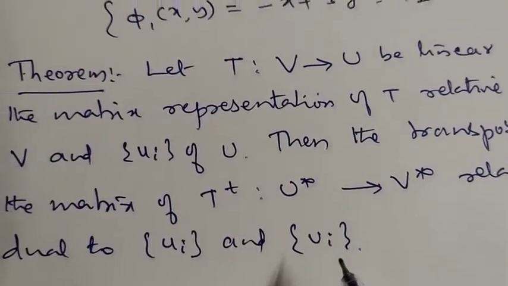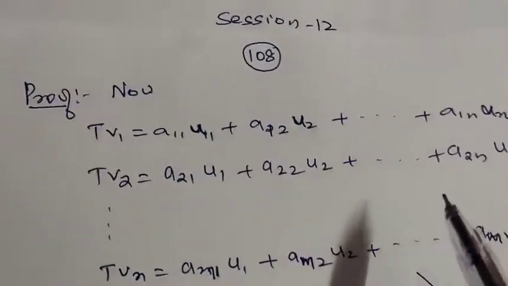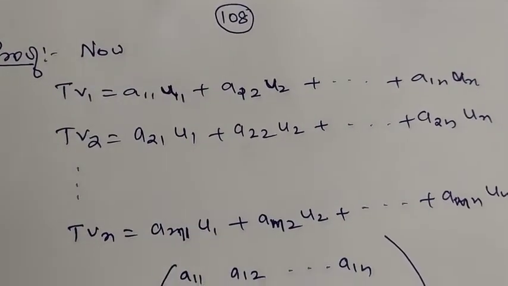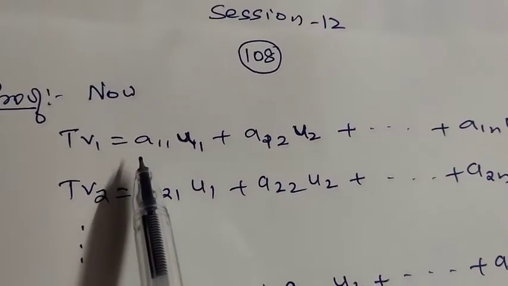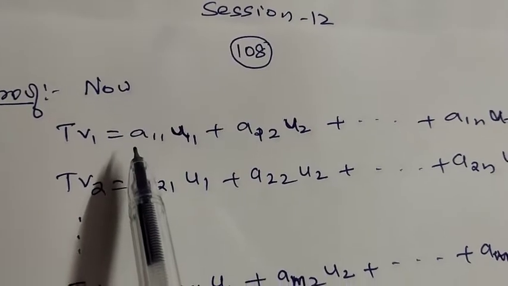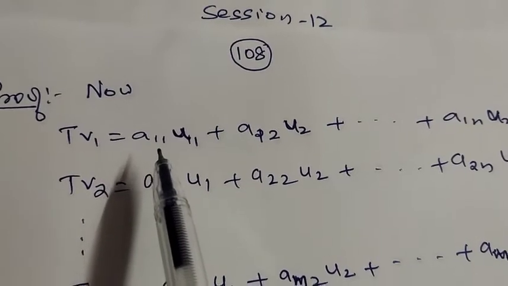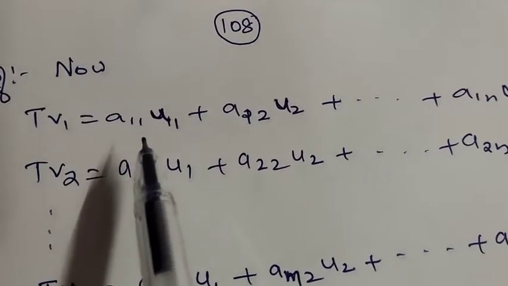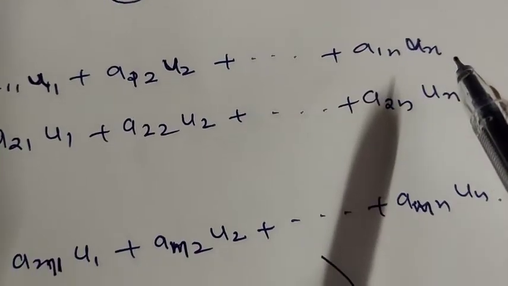Now we will prove this. You know that T is a mapping from V to U with bases Vi and Ui. T of V1 is an element of U, so T of V1 can be written as a linear combination of basis elements of U. Therefore, I'll write T of V1 as A11 U1 plus A12 U2 etc. plus A1n Un.